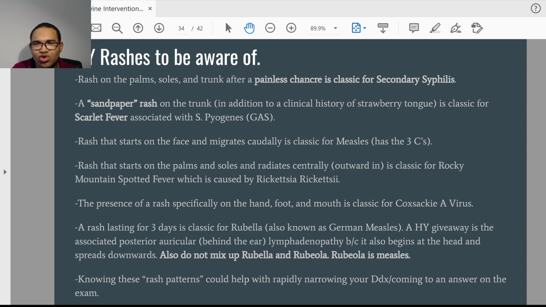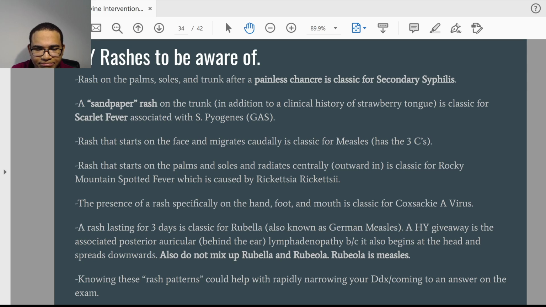Remember, Coxsackie A can also cause something called herpangina. Don't mix this up with Coxsackie B. Coxsackie B is the thing that causes myocarditis, which can ultimately lead to a dilated cardiomyopathy and systolic heart failure, right? So you hear an S3 heart sound after a person had a recent upper respiratory infection. And about 50% of those people go into heart failure. So myocarditis is actually pretty bad.